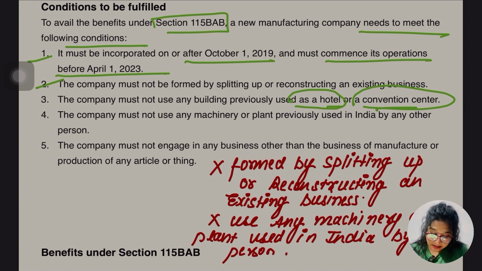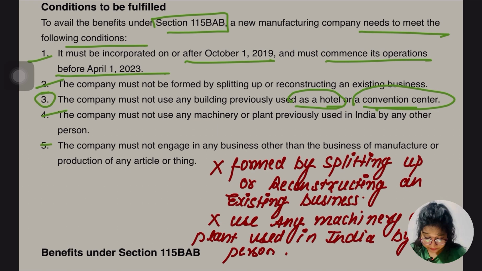Then the company must not use any machinery or plant previously used in India, right? They are saying previously used in India by any other person. The company must not engage in any business other than the business of manufacture or production of any article or thing. This we know. This is also the same thing mentioned in section 115BA. So the new thing for us was the building condition.